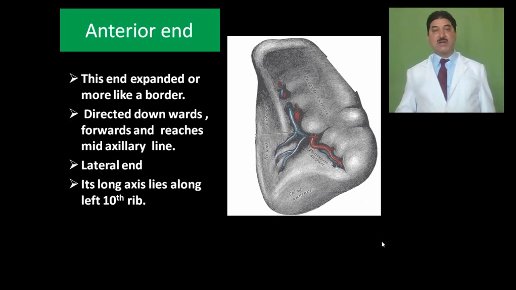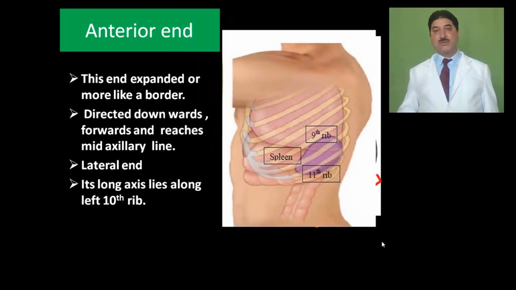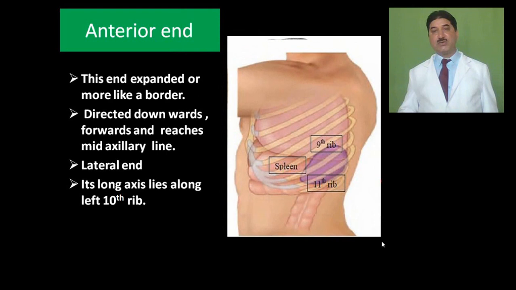Its long axis lies along the long axis of the 10th rib, as shown in this diagram. So anterior end of the spleen is related to the mid-axillary line. Anterior end of the spleen reaches the mid-axillary line. The long axis of the spleen is related to the long axis of 10th rib.